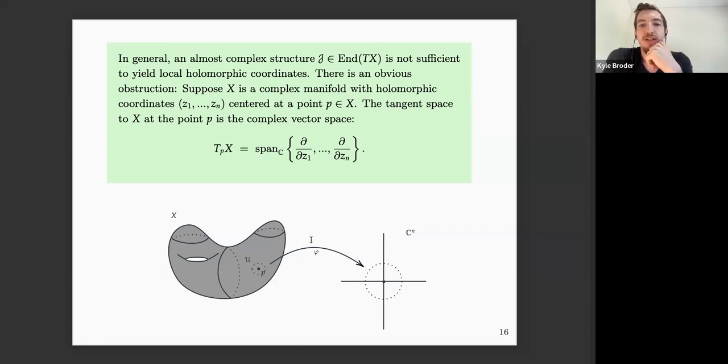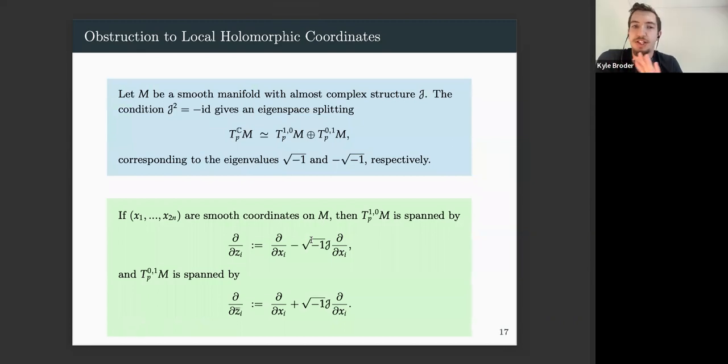P. The tangent space to the complex manifold will be the complex vector space given by the span of the coordinate partial derivatives, which we view as tangent vectors. On the other hand, if we start with a smooth manifold with an almost complex structure, then the condition that the almost complex structure squares to minus the identity splits the complexified tangent space. So we tensor the tangent space with a copy of C. It will split that vector space into eigenspaces corresponding to I and minus I.